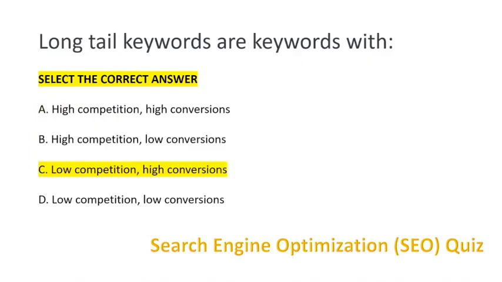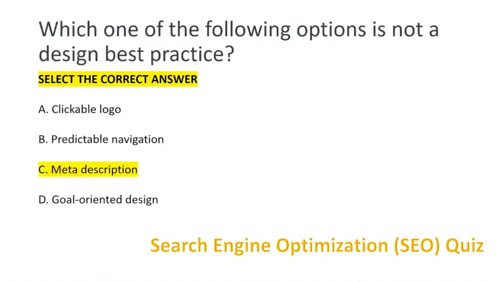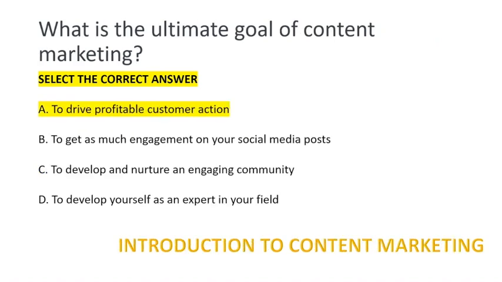Long-tail keywords are keywords with C. Low competition, high conversions. Short-tail keywords are keywords with A. High search volume, low conversion rate. Which one of the following options is not a design best practice? C. Meta description. What is the ultimate goal of content marketing?